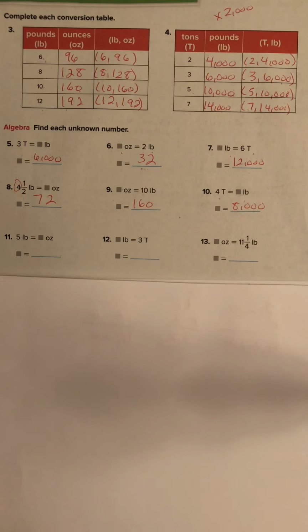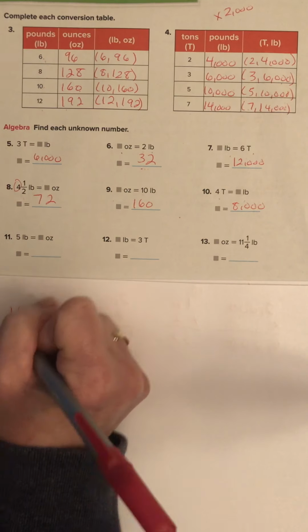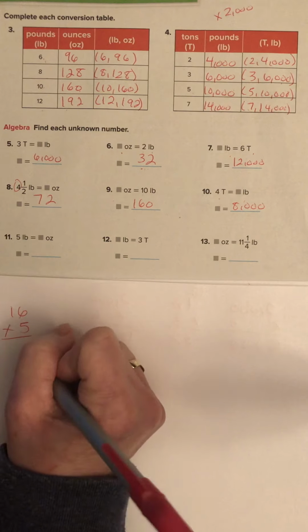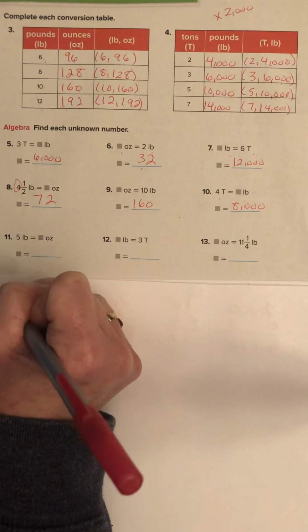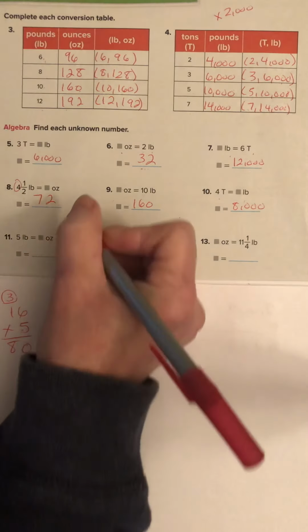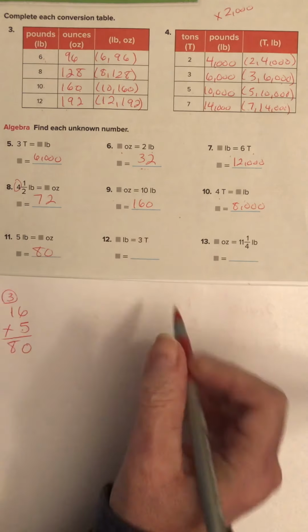Okay, let's see how you did. 16 times 5, 16 ounces per pound. 5 times 6 is 30. I put down the 0, carry the 3. 5 times 1 is 5, plus 3 more is 8. So the correct answer here is 80.